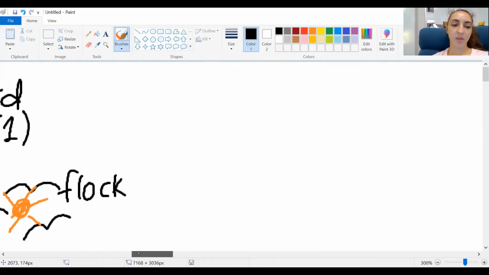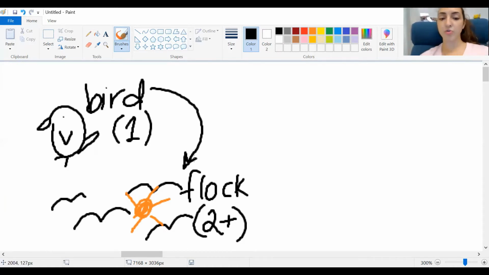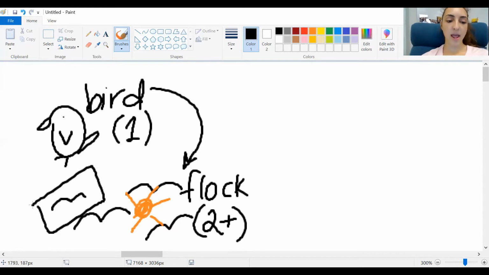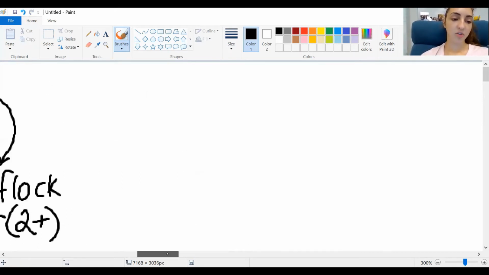Okay? And that's going to consist of multiple. You need birds to create this flock. And vice versa, if you start breaking away parts of the flock, you're going to get individual birds, okay? And if you don't know what any of those are, then let's do one more example.